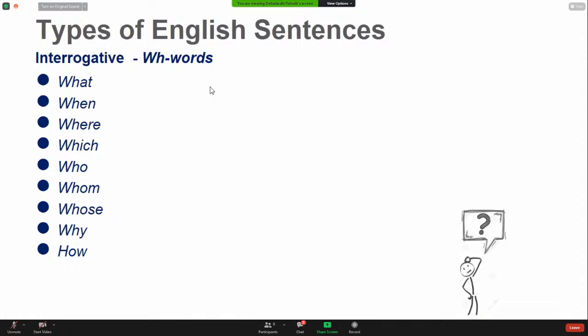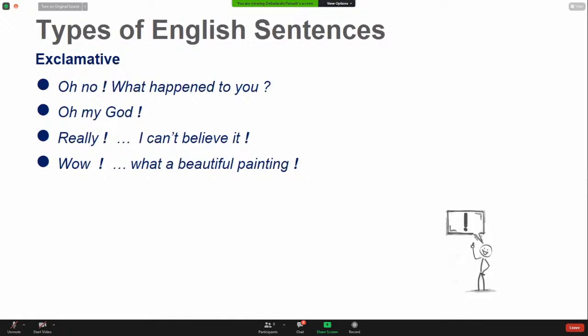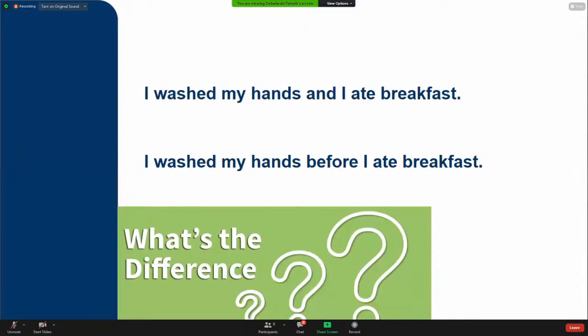But today we will just elaborate a little bit more on types of English sentences. Now let us see, this is the new one I'm going to share with you. I washed my hands and I ate breakfast. This is the first example. In the second example, I washed my hands before I ate breakfast.